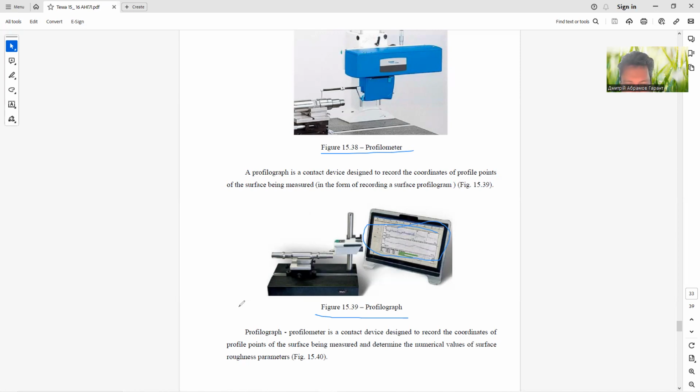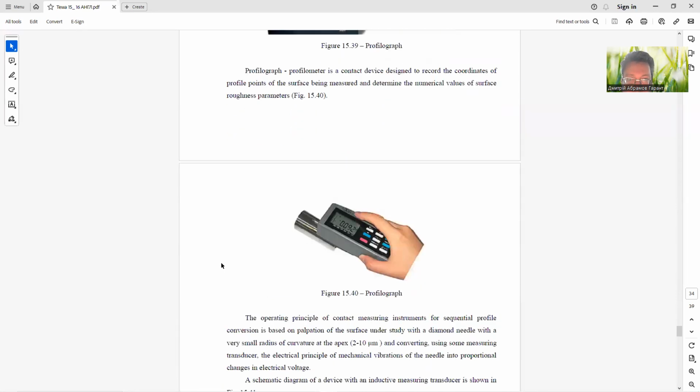A profilograph-profilometer is a contact device designed to record the coordinates of the profile points of the surface being measured and determine the numerical values of surface roughness parameters. You can see this device on figure 15.40. It's a profilograph-profilometer.